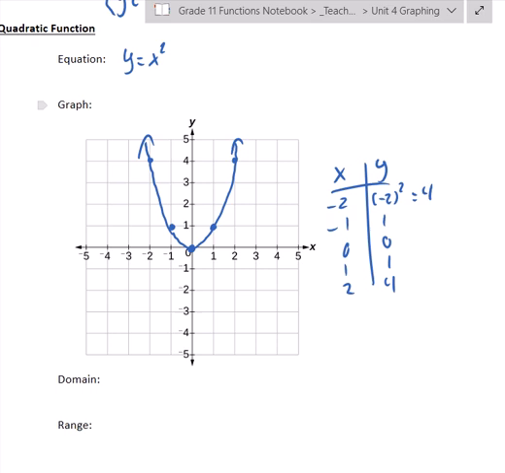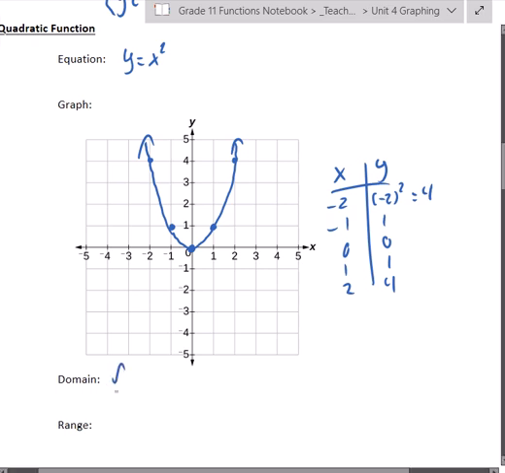Our quadratic function is, again, one of the base functions that we need to be working with. Now, it does have domain and range. X can be any number for our parent function. So our domain here is x is an element of all real numbers, can be anything.